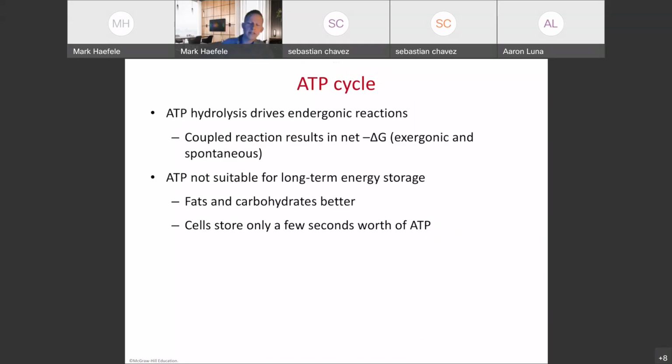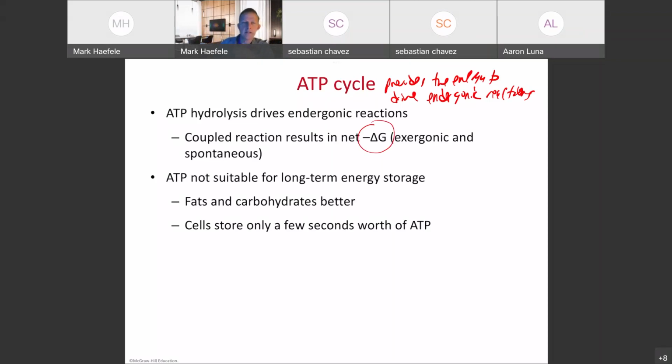So when you take a look at the ATP cycle, the hydrolysis cycle, essentially what's going to happen is this is where the energy comes from in order to drive these endergonic reactions. So basically, this provides the energy to drive endergonic reactions. And so when you couple the ATP hydrolysis with the endergonic reaction, then the overall net, because you're adding energy to it, is a negative or an exergonic spontaneous reaction, which then allows the reaction to go forward. That's basically the idea.